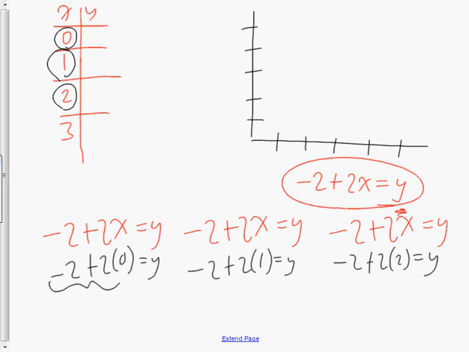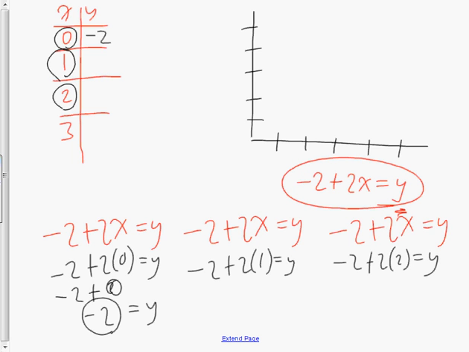So when I simplify the first one, I get negative 2 plus 2, or plus 0, excuse me. I got to follow order of operations. And negative 2 plus 0 is negative 2. So when I simplify that left-hand side with x being 0, I get negative 2 as a simplification, and therefore negative 2 equals y. So I can plug that value into my table of values.